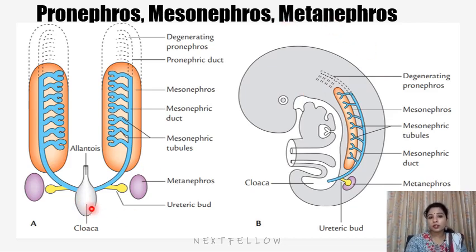Next, the metanephros. The metanephros develops from the outgrowth of the mesonephric duct. You can see these yellow ones, the ureteric bud is written here, and we can see the metanephros here. So the metanephros will join with the mesonephric duct, and it develops as an outgrowth of the mesonephric duct, which is called the ureteric bud, and from the condensation of the mesoderm and the nephrogenic cords, called the metanephric mesoderm.